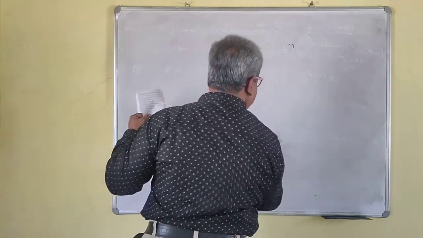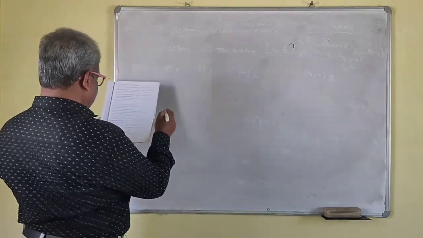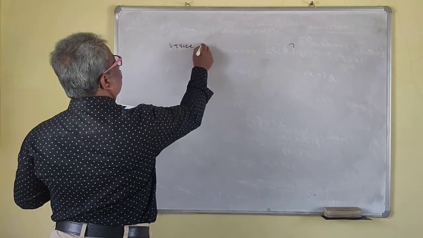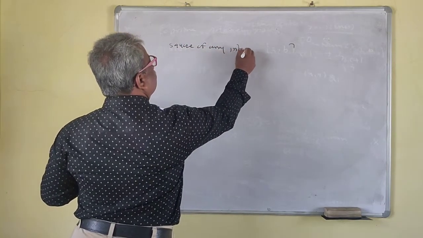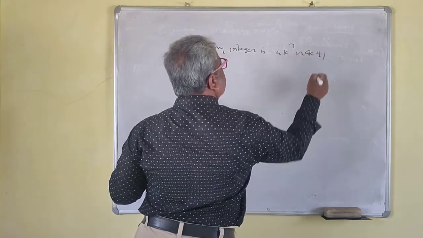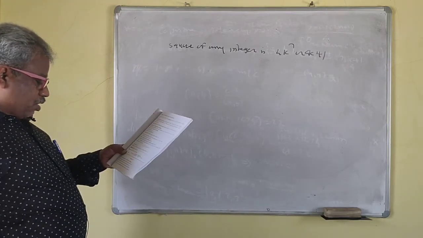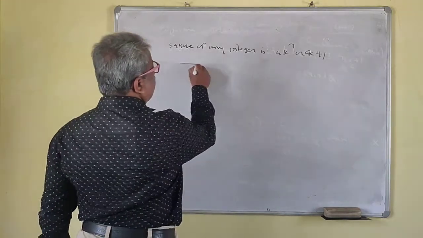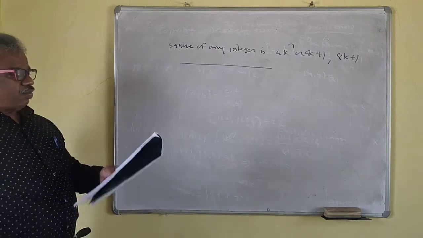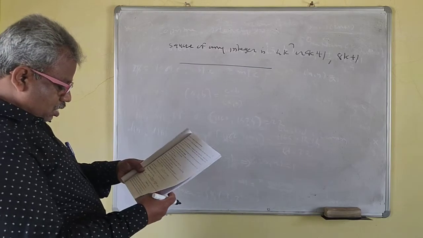Such types of problems will be asked. One thing you should remember is that the square of any integer is of the form 4k or 4k plus 1. This we can also write as 8k plus 1. One of them is the form.